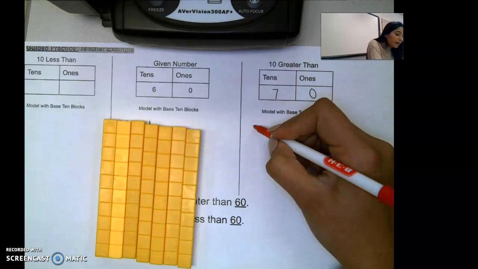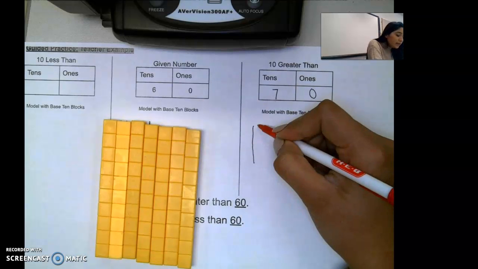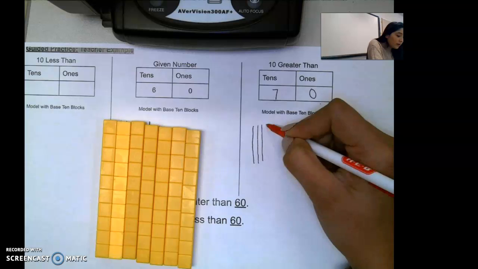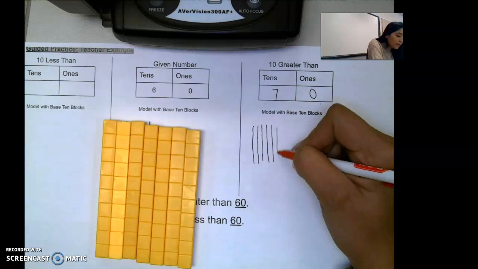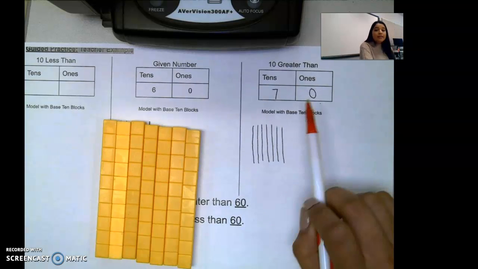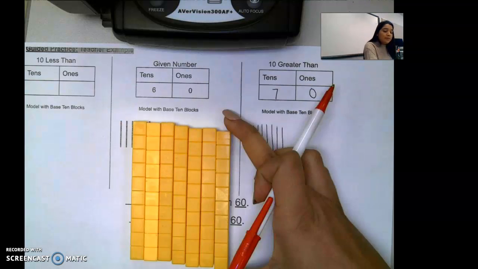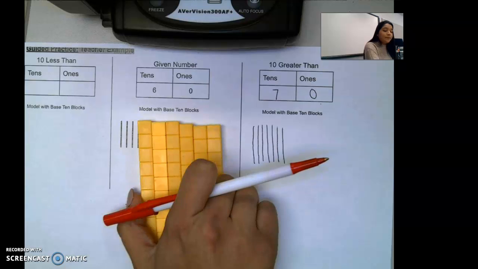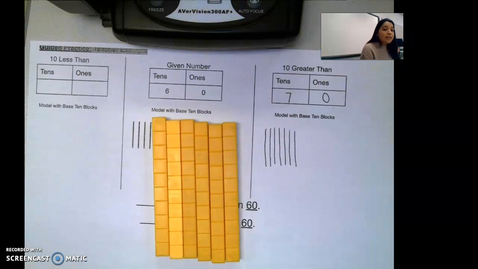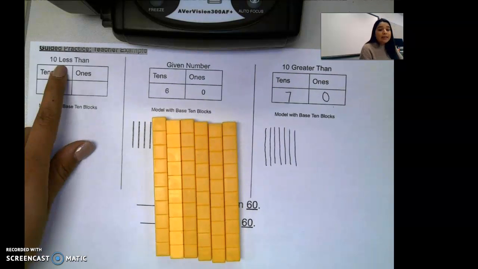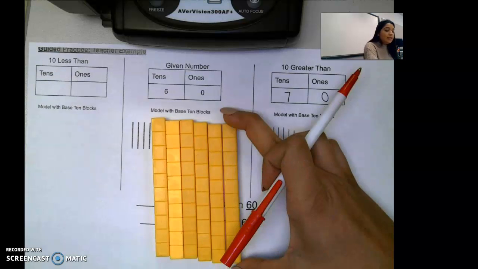So I'm going to go ahead and draw my 10s. 1, 2, 3, 4, 5, 6, 7, and 0 ones because I don't have any ones. I'm going to go back to 60. And now I need to generate a number 10 less. So I need to take 10 away.